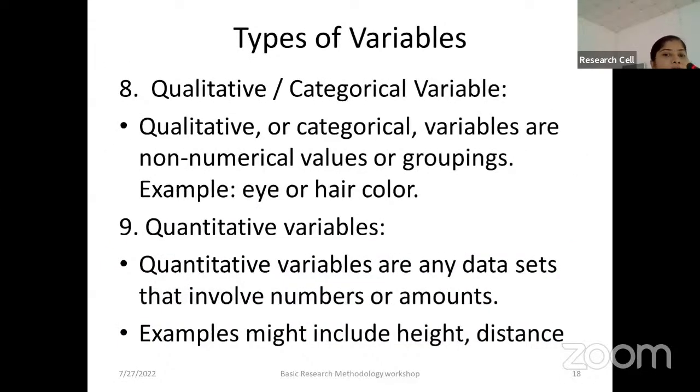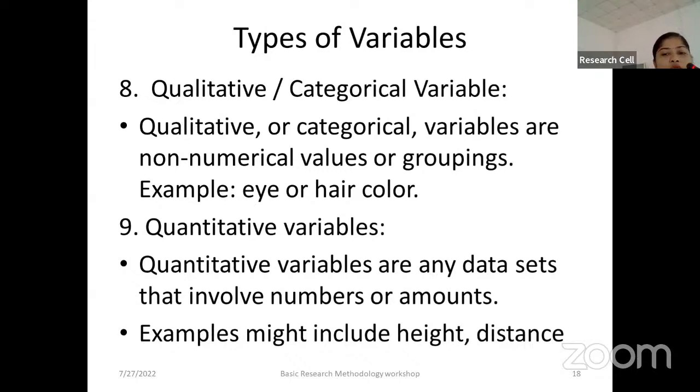Next is qualitative or categorical variable. The qualitative or categorical variables are non-numerical values or groupings. These are words, some characteristics. For example, eye and hair color. They cannot be counted. That is just a characteristic. It is a different attribute.